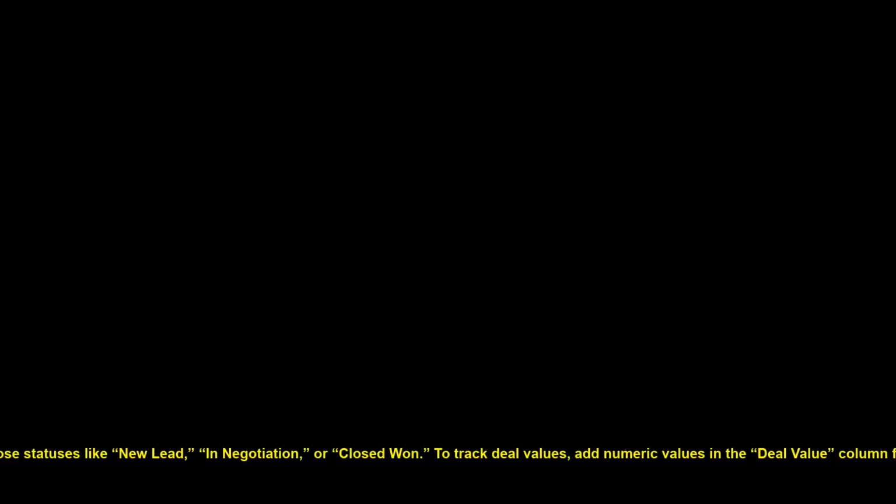To track deal values, add numeric values in the deal value column. For ongoing leads, update the closing date column with the expected closing date. As you move forward, keep your board updated by adding new leads or changing lead statuses. You can also use the Notes column to jot down important information about each lead.